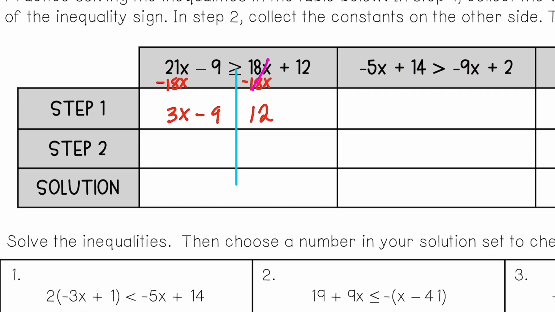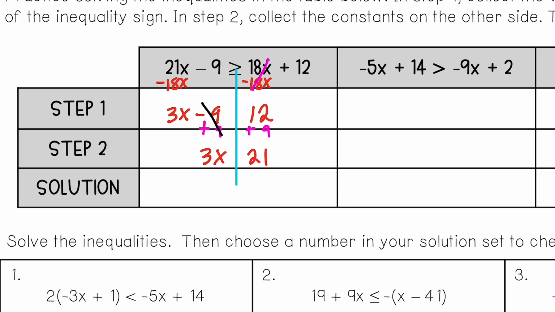Then from here, we need to move my numbers, or move my constants, to the other side. So how do I get rid of a negative 9? Well, we add 9 to both sides. From there, my negative 9 and positive 9 go away, and I'm left with 3x. 12 plus 9 is 21.